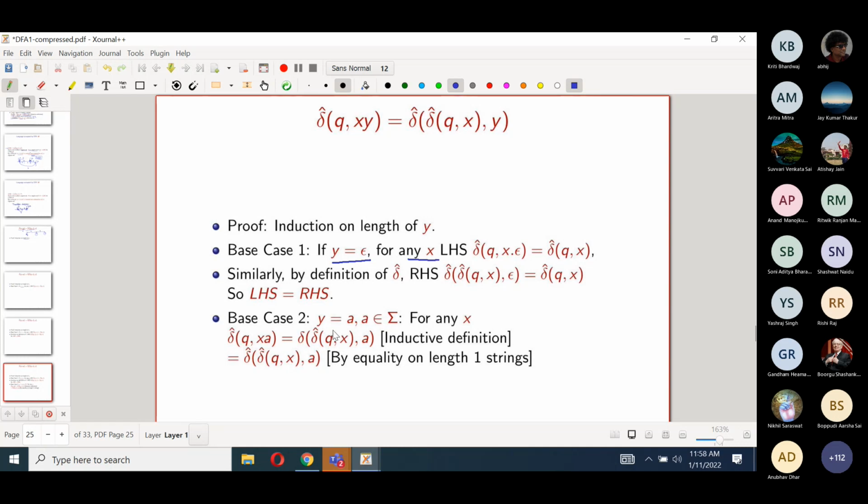Similarly, another case is if y is a length 1 string, let's say a, you can take any symbol from sigma. Then for any x, let's look at the left hand side. Left hand side will be delta hat q xa, which by inductive definition is delta of delta hat qx comma a. a is some symbol, right? So we can use the inductive definition.